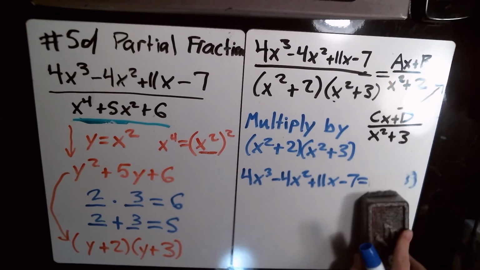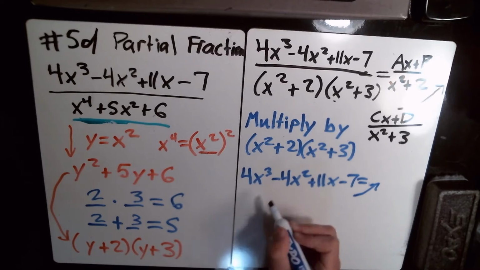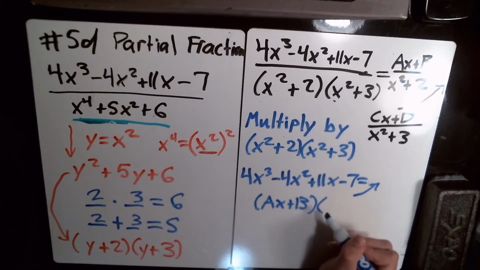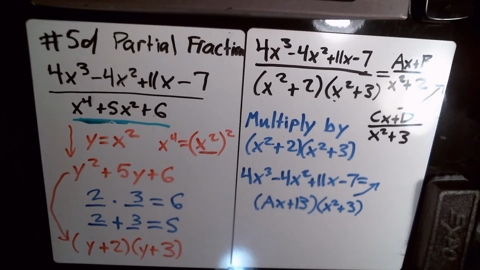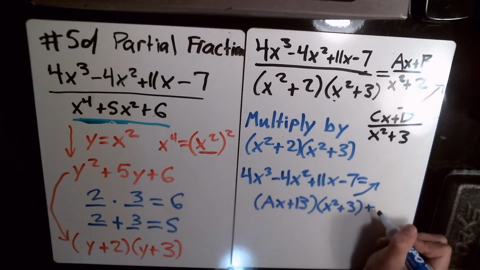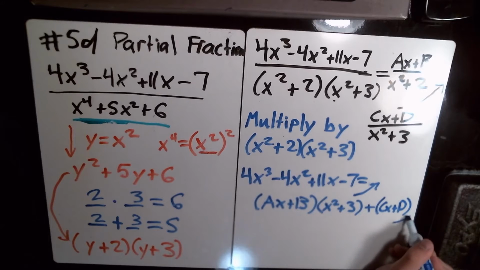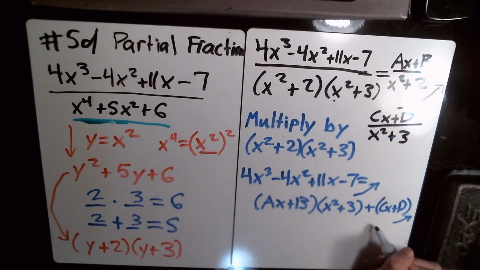I'm going to just go to the next line already. We get ax plus b times x squared plus 3. Right? The x squared plus 2 is canceled out there. And then plus cx plus d, and then times, well, the x squared plus 3 would cancel out on that one, so the other thing we're left with there is an x squared plus 2.